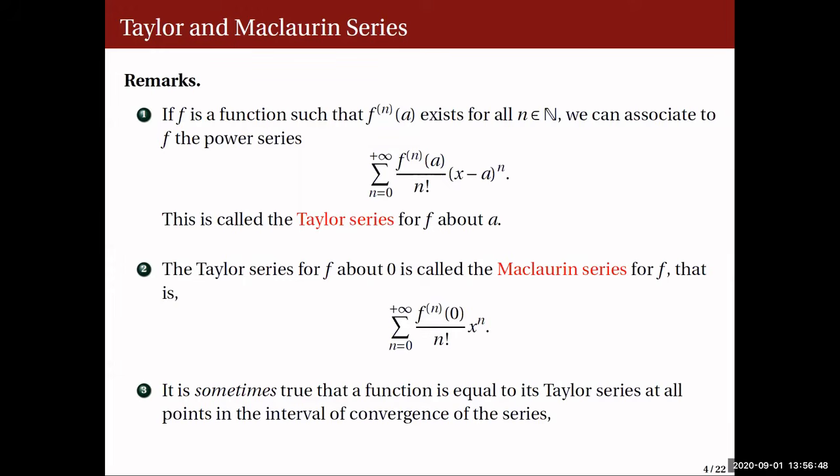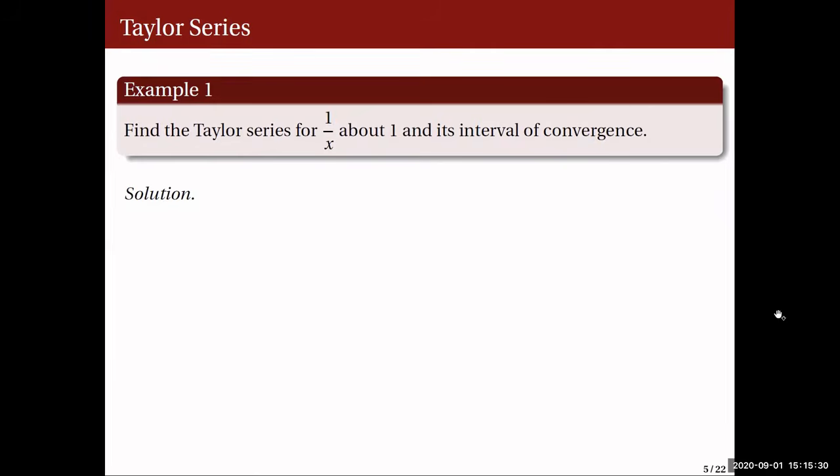Now, in the last remark, it says that a function may not always be equal to its Taylor series at all points in the interval of convergence of the series. Let's have an example. Find the Taylor series for the expression 1 over x about 1 and find its interval of convergence.